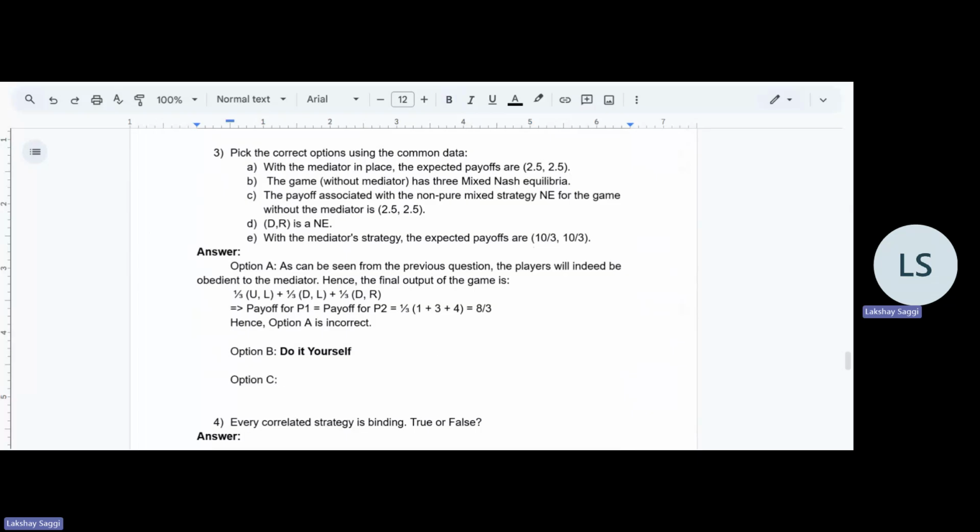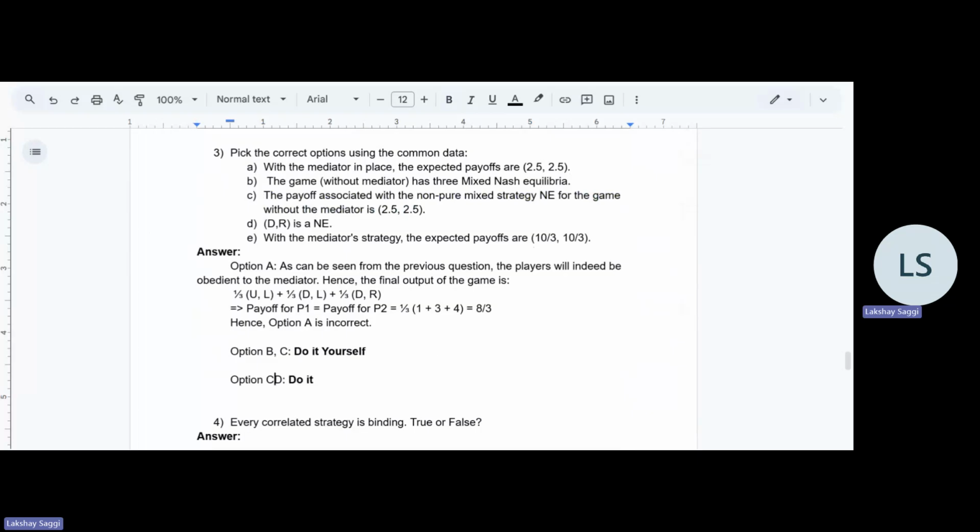So again, let's come to option C. The payoff associated with the non-pure mixed strategy Nash equilibria without the mediator is 2.5, 2.5. Again, I leave this to you guys. Is this the mixed Nash equilibria? No. So maybe I'll just do it because it's not too hard to do.